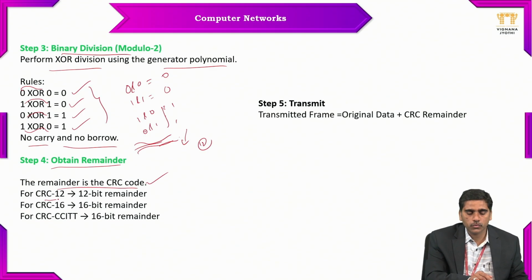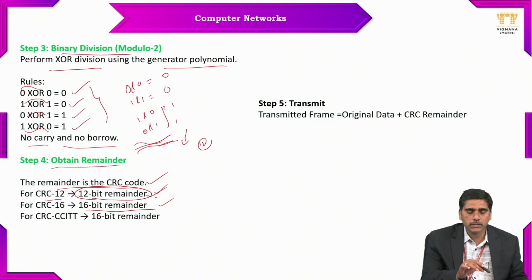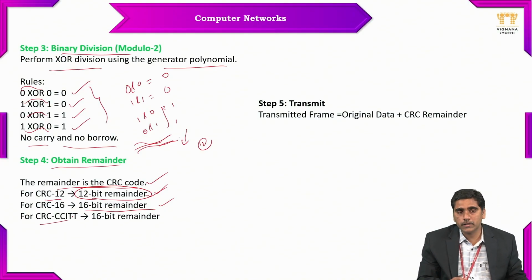For CRC-12, the remainder is what? A 12-bit remainder. You can calculate the computation. You can know that the 12-bit remainder is the CRC-12 remainder, and the 16-bit remainder is the CRC-16 remainder. And also for CRC-CCITT, the 16-bit remainder is the remainder. After getting the remainder, perform step 5, transmit. So the transmitted frame is what? Original data plus CRC remainder.